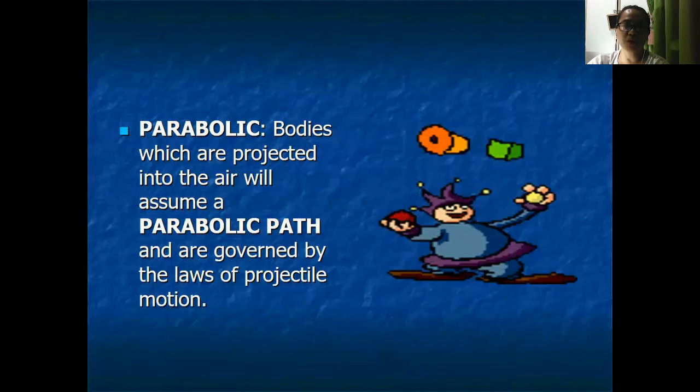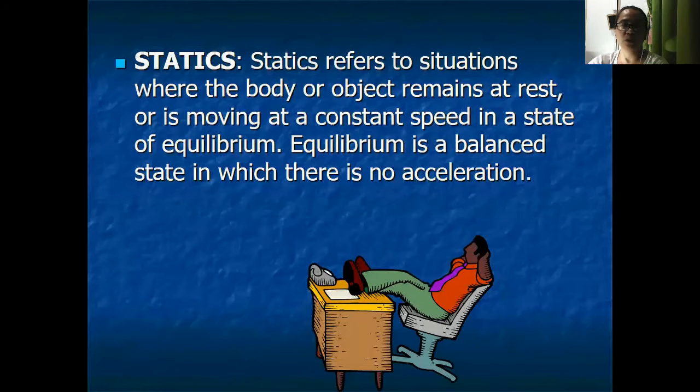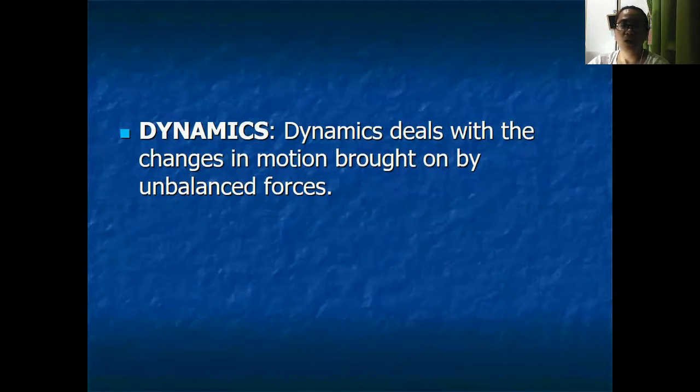These are bodies which are projected into the air with a parabolic path and are governed by the laws of projectile motion. When you say static, it refers to a situation where the body or object remains at rest or is moving at a constant speed in a state of equilibrium. Equilibrium is a balanced state in which there is no acceleration. Equilibrium can also be termed balance. When you say dynamics, it deals with the changes in motion brought on by unbalanced force. So there's already a movement.